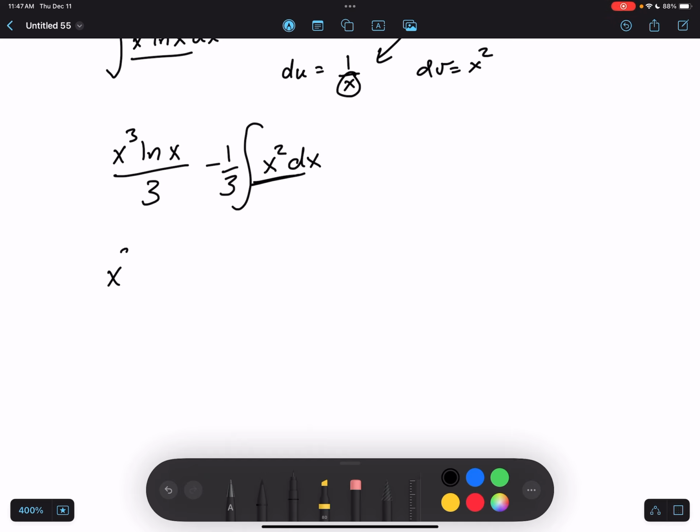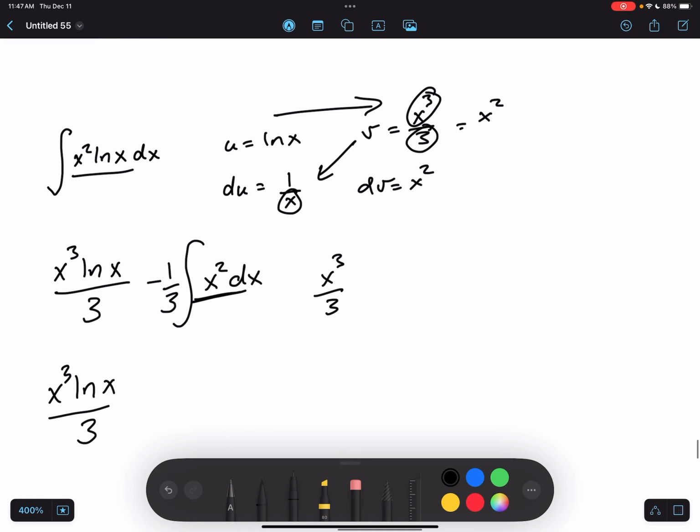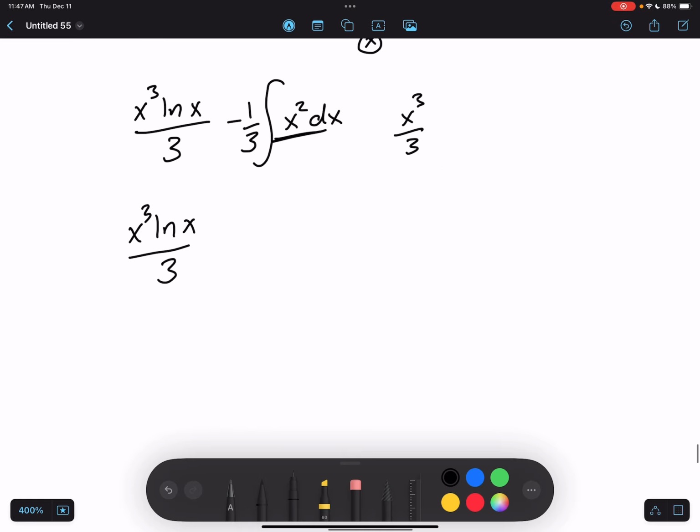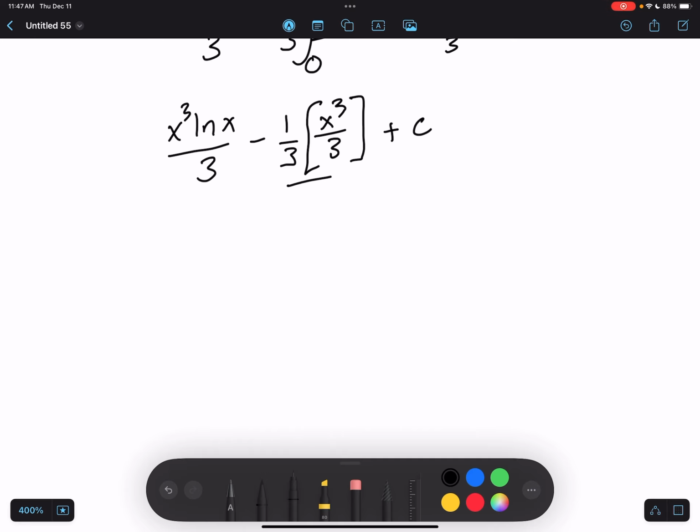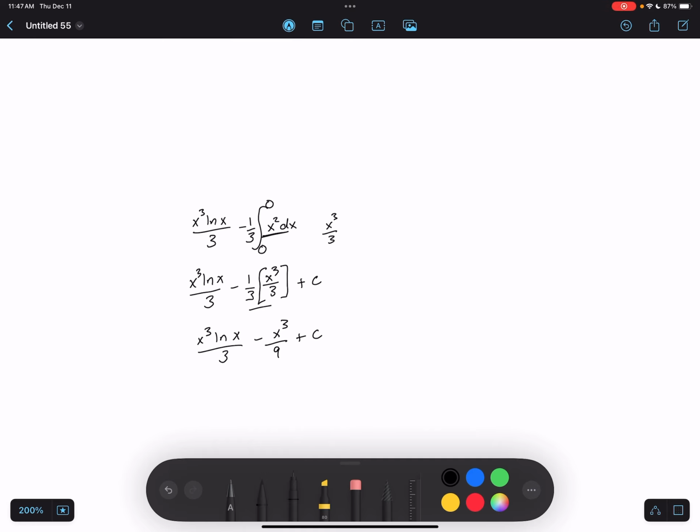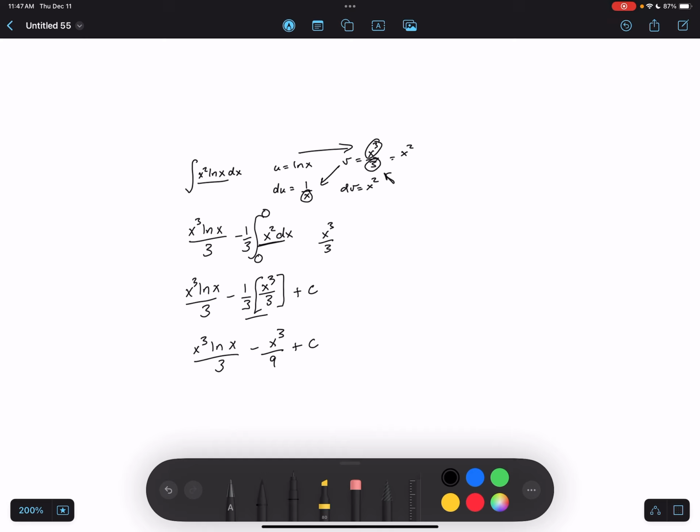So we can rewrite this and say x cubed ln x over 3. The integral of x squared is x cubed over 3. We already did that right here. And so what we can do is say minus 1/3 times x cubed over 3. And this is indefinite. There are no bounds or limits, so we can just say plus c at the end there. That's necessary. And then we just need to simplify. So we'll say x cubed ln x over 3 minus x cubed over 9 plus c. And that is the result of the integral of x squared times the natural log of x.